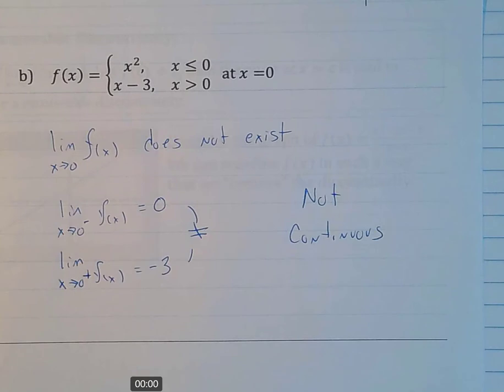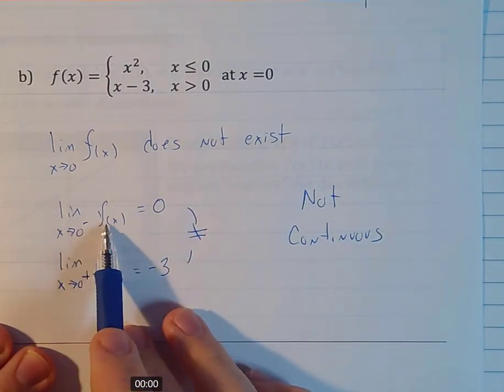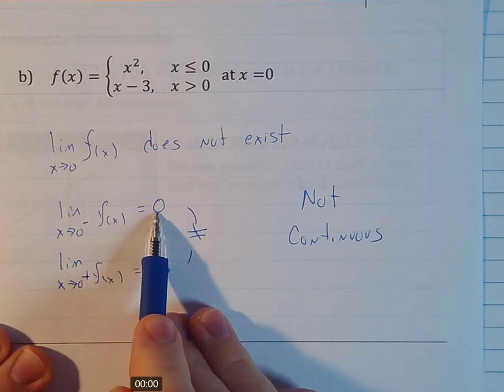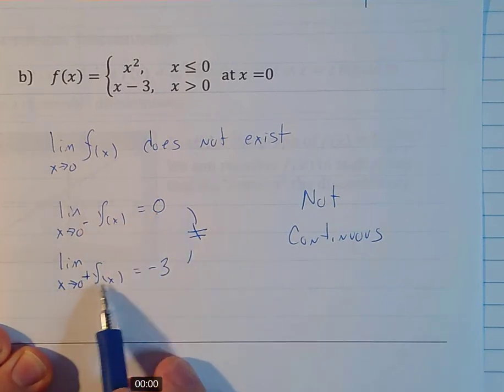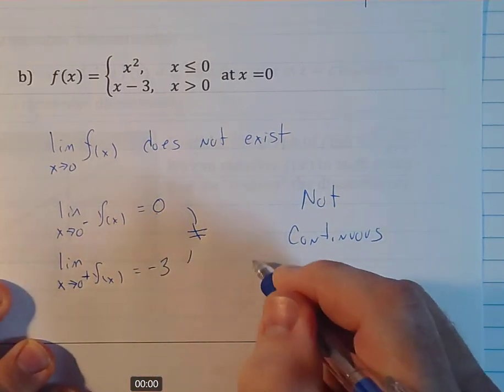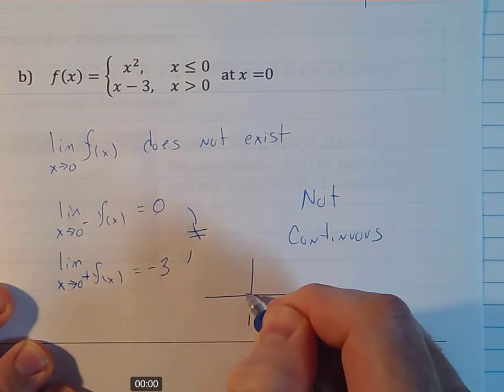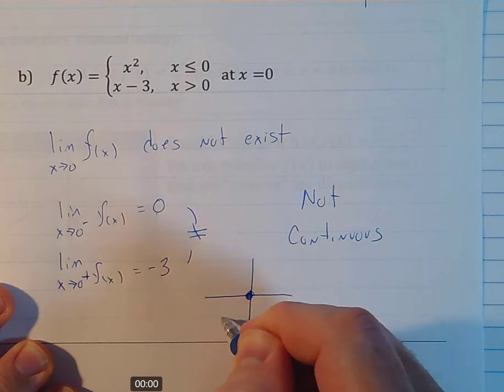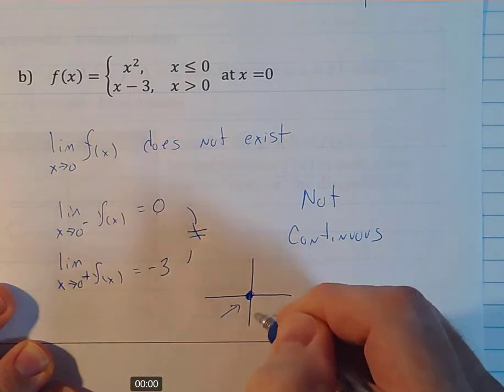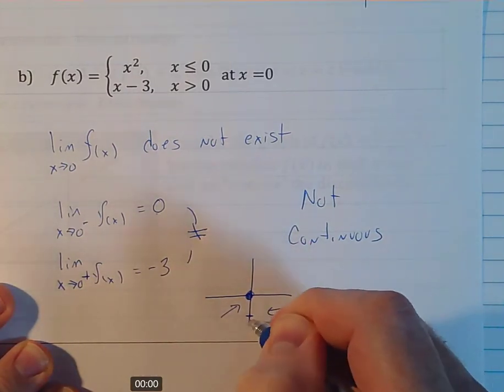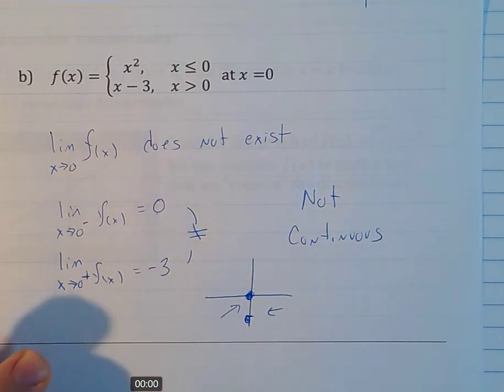And you can actually go a little bit further and say, well, okay, I know it's not continuous because if we're approaching 0 coming from the left, this heads towards 0. Approaching 0 coming from the right, this heads towards -3. When I look at this graph, I don't know exactly what it looks like, but I know that at 0, this thing's coming up here and heading towards 0. But over here, coming from the right, it's heading towards -3. I've got a jump in the graph right there.